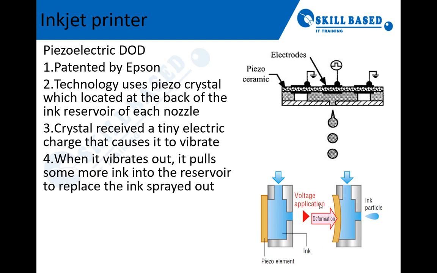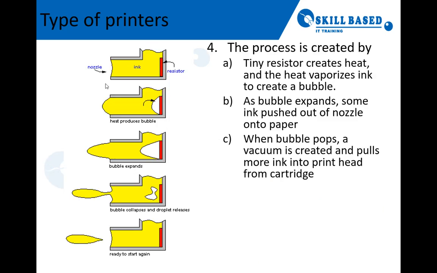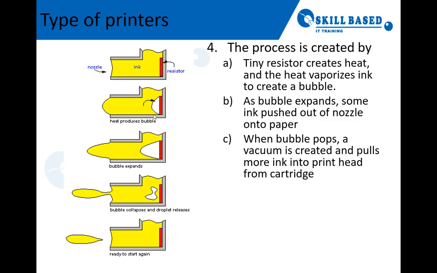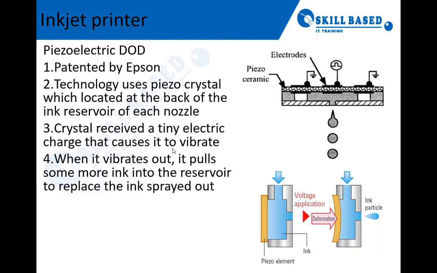Actually, the piezo is faster than the resistor, but piezo will have a lot of problems because they are vibrating. When they vibrate, they create a lot of vibrations, and sooner or later the printer will have problems. The other way around, the so-called thermal DOD does not create such vibrations. So there are pros and cons. It depends on whether you want to go for the piezoelectrics or the thermal DOD.